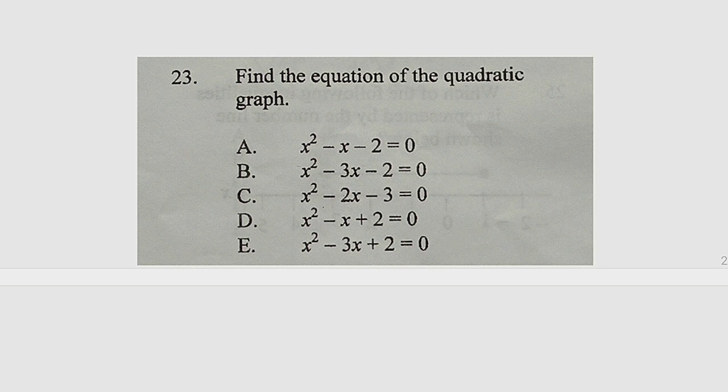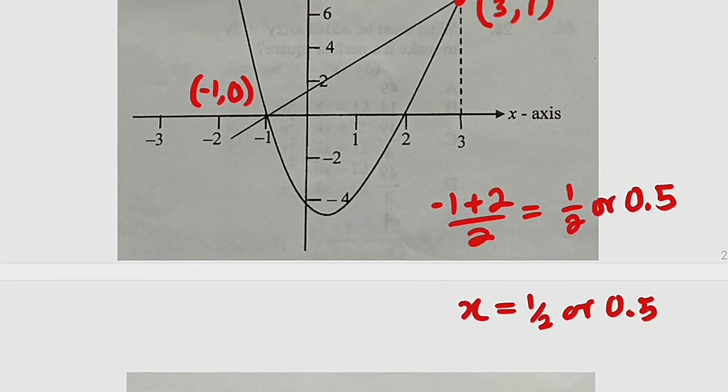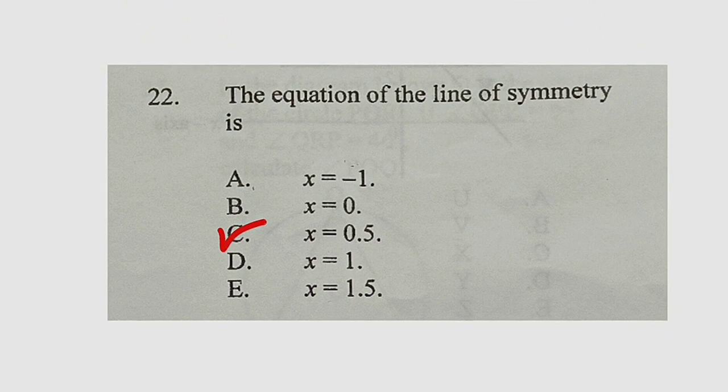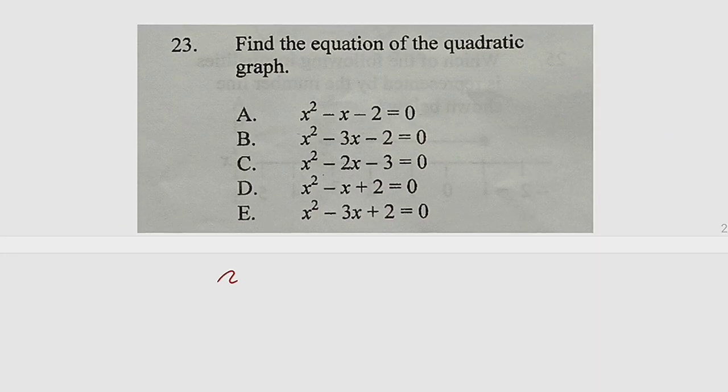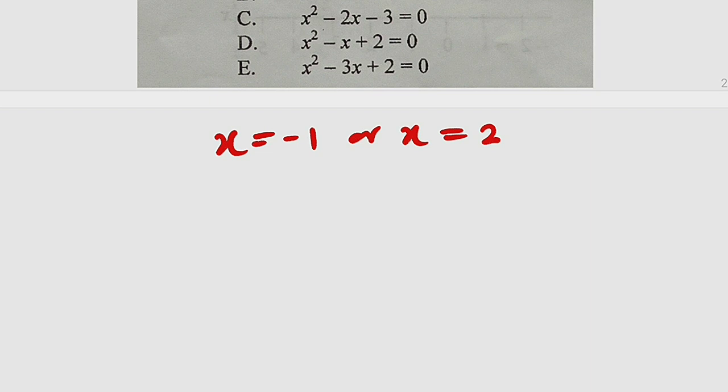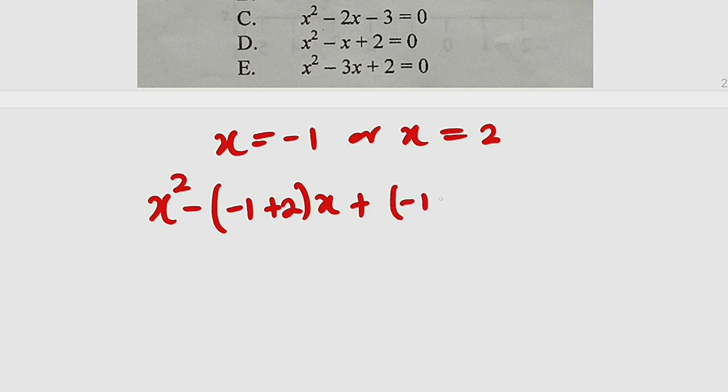Question number 23, we're asked to find the equation of the quadratic graph. So the quadratic graph is here, and you know that the roots, that is the solution to that quadratic equation, are -1 and +2. So x could either be -1 or +2. To find the quadratic equation used to form that graph, we take x squared, we subtract the sum, that is -1 plus 2, then we multiply by x, then we add, we multiply the 2 roots again, then we set everything to be equal to 0.